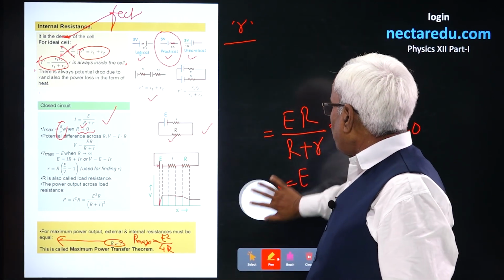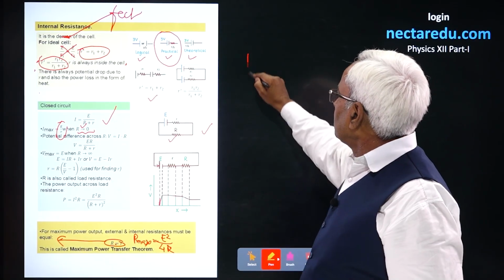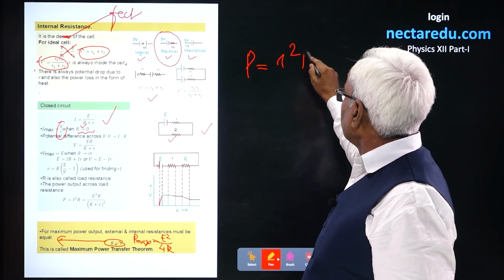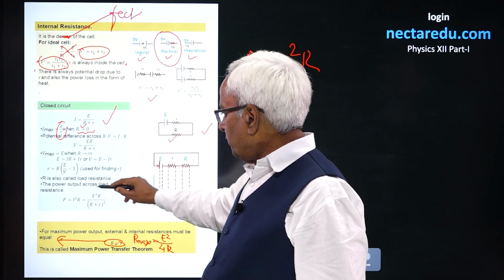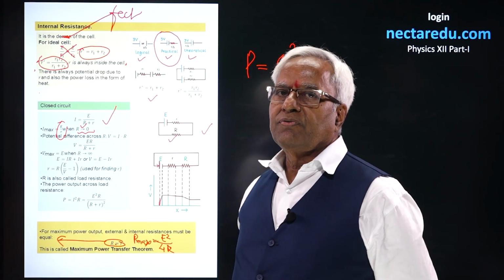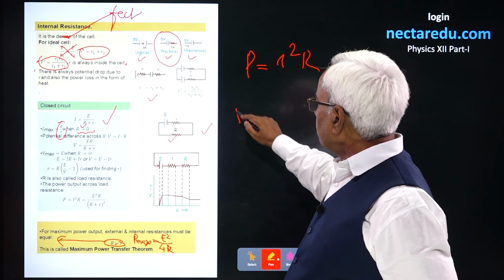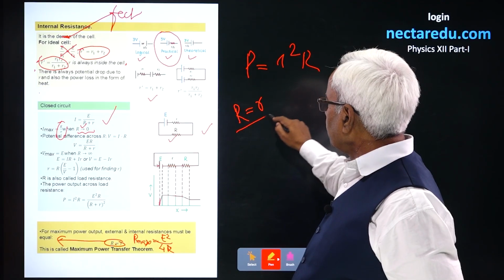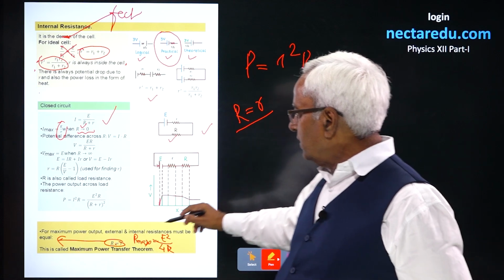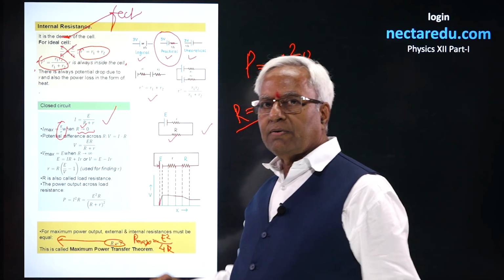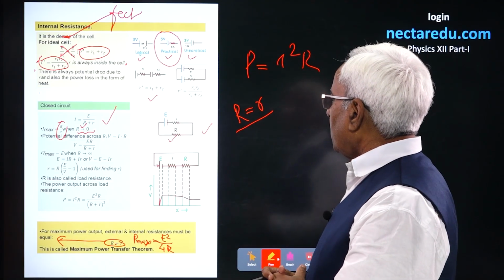Now what comes is the power. For getting power, power output, this is I square R. You put the value of I here, and this becomes the formula. And if we try to find out the condition for maximum power, we'll conclude that both the resistances should be equal for getting the maximum power. If you put this value R replaced by small r, then you are going to get the maximum power E square upon 4r.